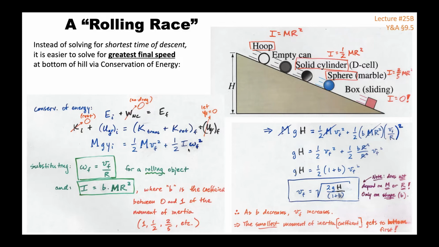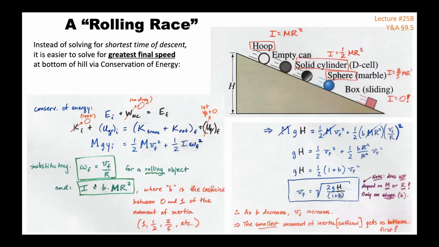Now, at first glance, the right-hand side of this equation looks like it might have two unknowns. This is the final speed at the bottom that we want to find for each of our objects, but this is a different final speed. This is a final rotational speed, whereas that's the final translational speed. So that might look like one equation with two unknown quantities. But what we're going to do is invoke the rolling condition. We know that for an object that rolls without slipping, its rotational speed is tied to its translational speed by v equals omega r, where r is the radius of the body.